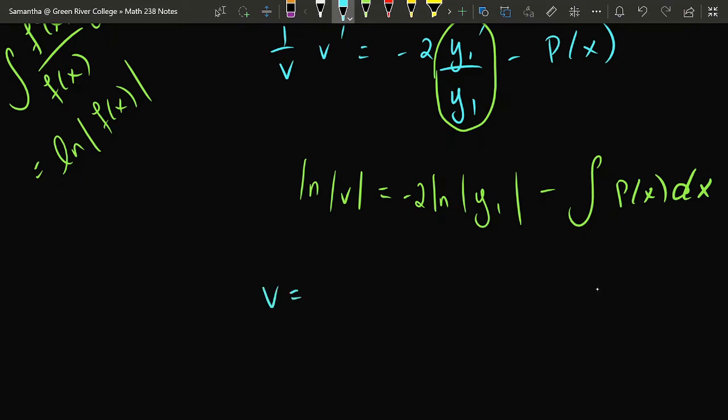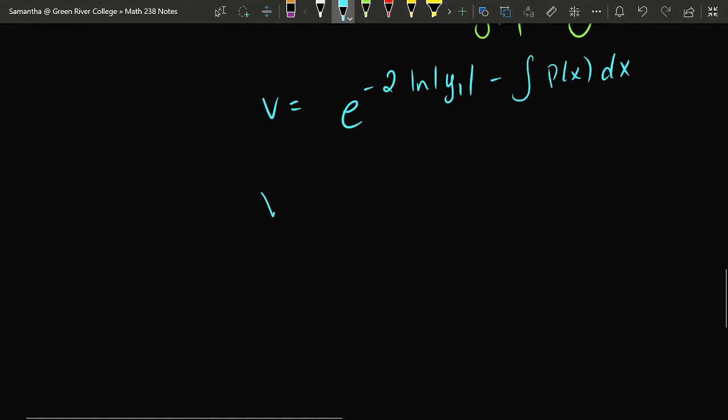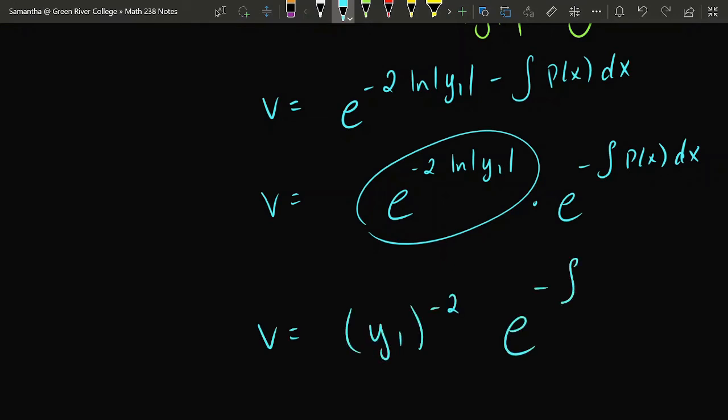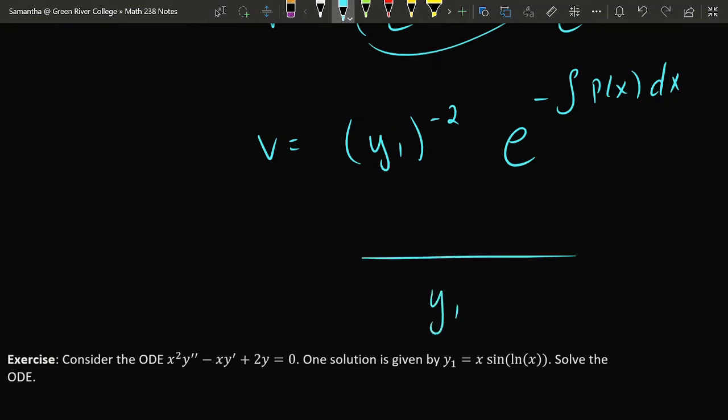Now I'm going to exponentiate both sides. And I'm going to use a few properties of exponentials to simplify this. This says that v is equal to e to the negative 2 natural log absolute value y1 times e to the negative integral of p of x dx. And if I simplify this first e, this becomes y1 to the power negative 2, which in turn can be rewritten as a division by y1 squared. So this is what v must be equal to, and therefore this is what u prime must be equal to.